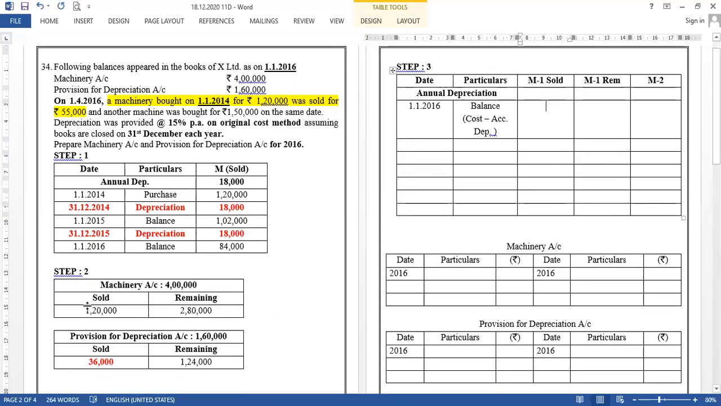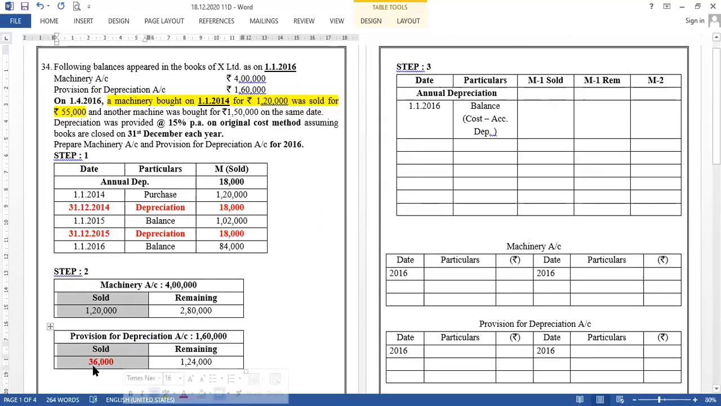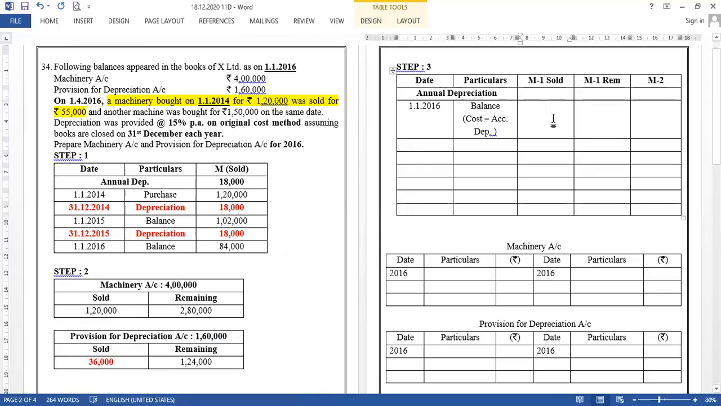So we can see that from step number 2, the cost of the asset sold is 1,20,000 and the accumulated depreciation of the asset sold is 36. So 120 minus 36, how much will that be? 84,000. That's correct. Let me write 84,000. Similarly, the remaining part cost is 280 and the accumulated depreciation is 124. So the difference over here? 156,000. That's correct. Thank you.